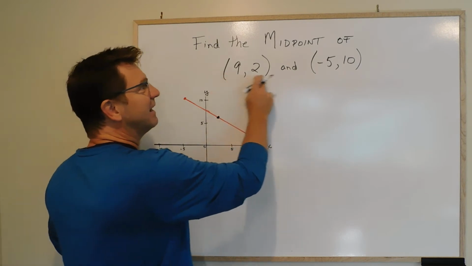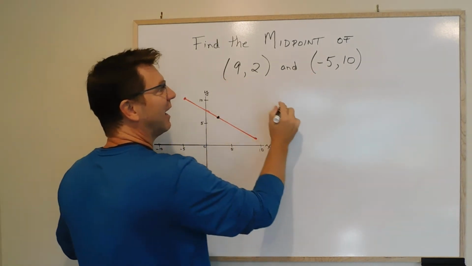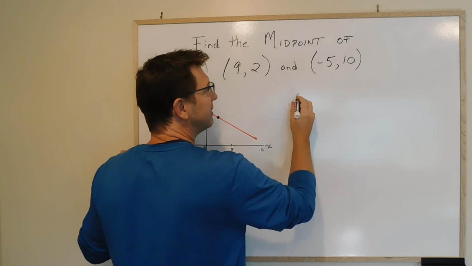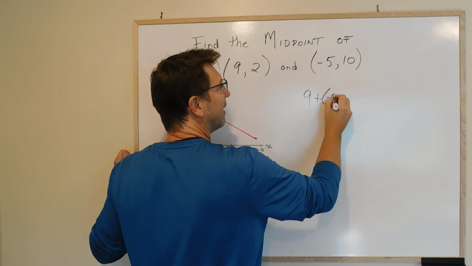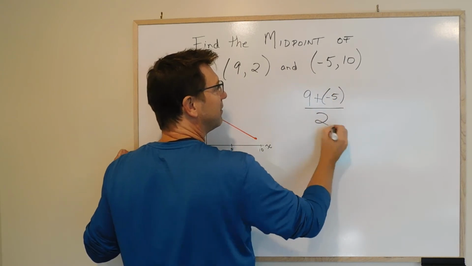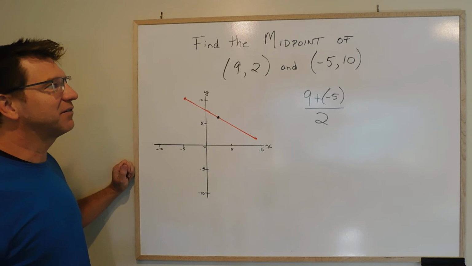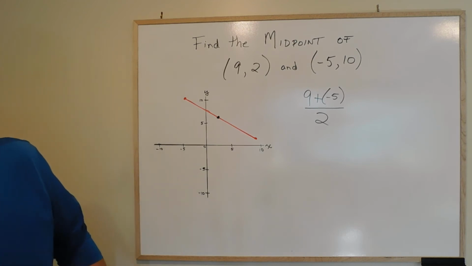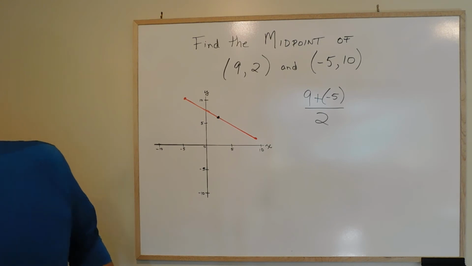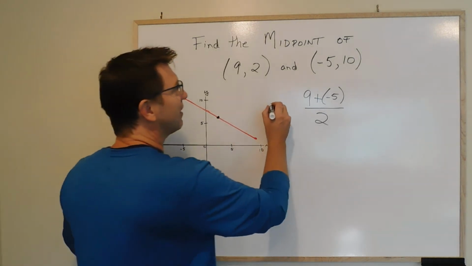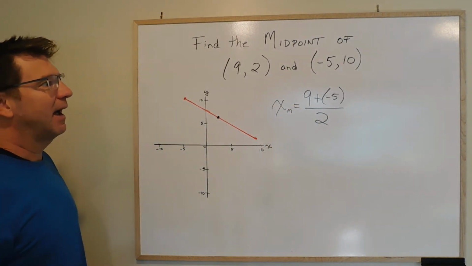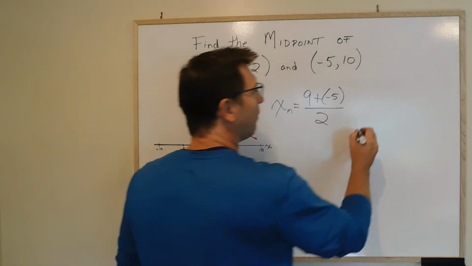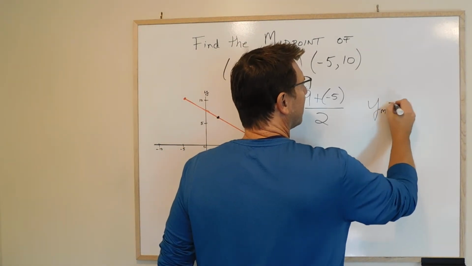We're basically taking the x values. We're going to take our x values and add them together, 9 plus -5, and divide by 2. And that literally gives us the x value in the middle of the line. So this is going to be our x value. I'll put a little m for midpoint.